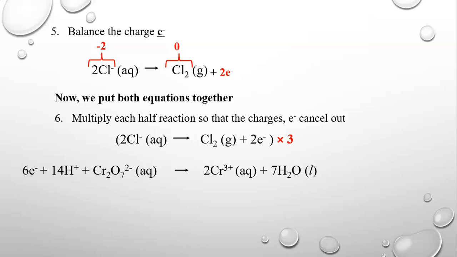So what you're going to do is take the first equation there, multiply it by 3. So 3 times 2e minus is going to give you 6e minus. So both equations will have a 6e minus. One of them is on the right, one of them is on the left. Remember, though, that when you multiply that first equation by 3, you have to multiply everything in the equation by 3. The Cl2 and the Cl minus.